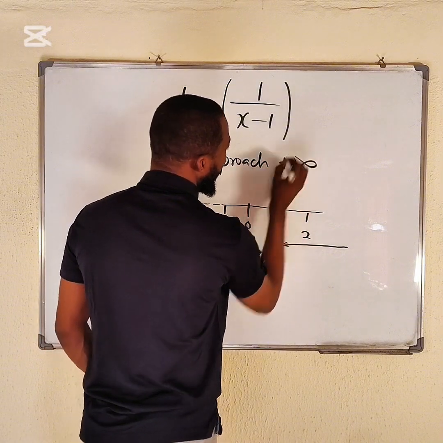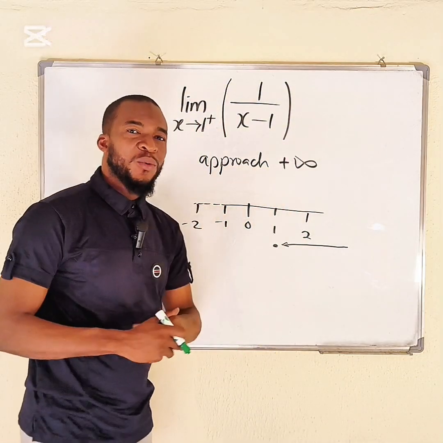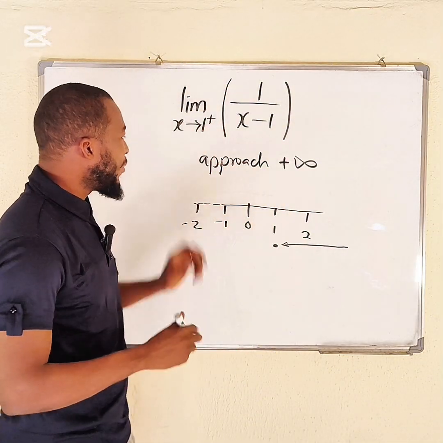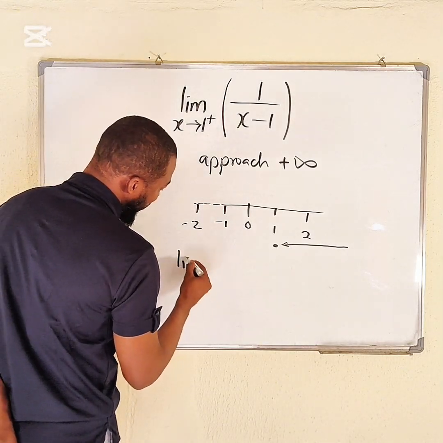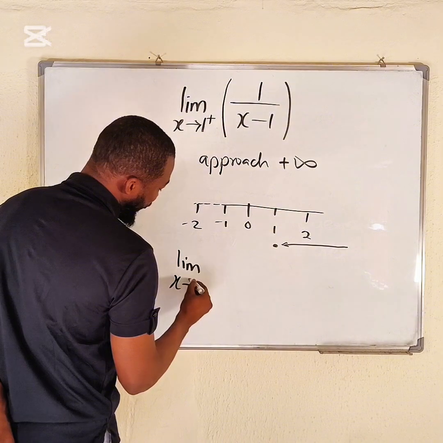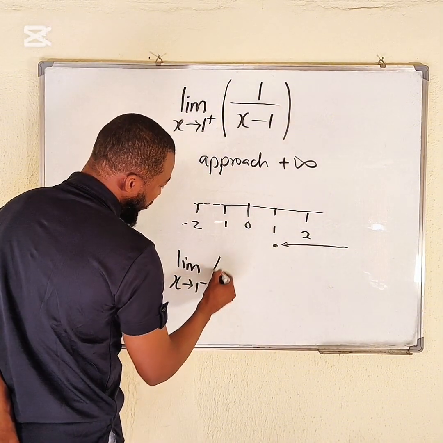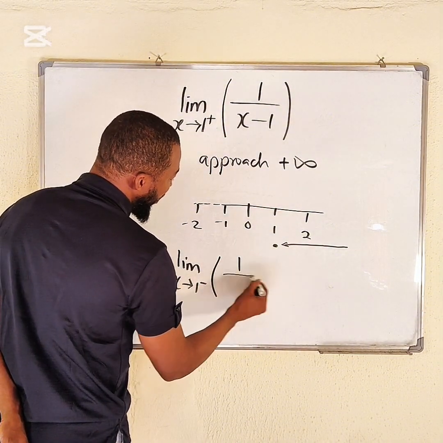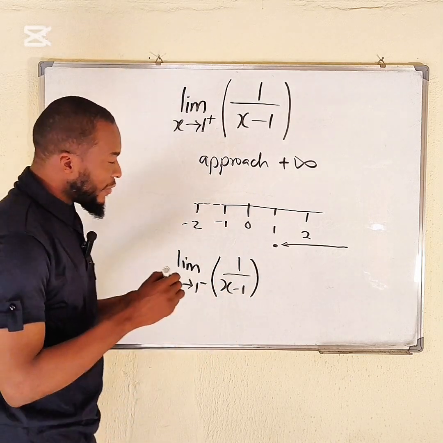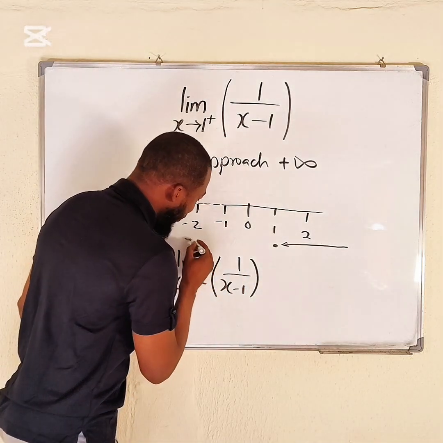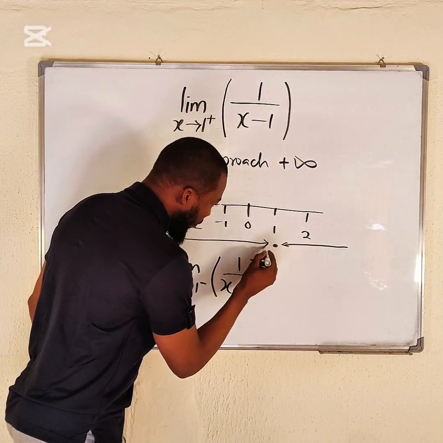Is still positive, and hence this will approach positive infinity. But the question is, what if we decide to approach 1 from the left? Let me give that as a bonus. So the limit as x approaches 1 from the left of the same function 1 divided by x minus 1. Just observe. Now we are trying to approach 1 from the left.